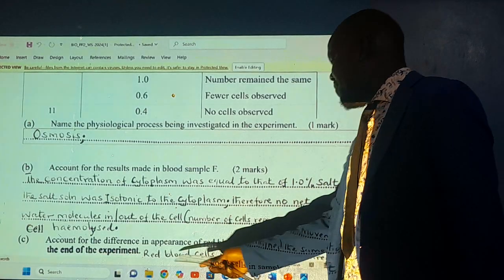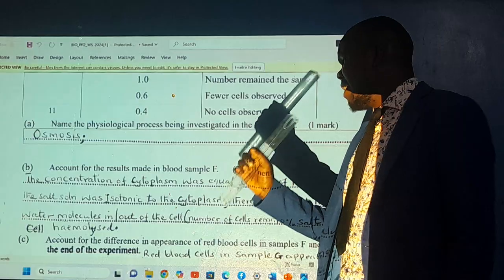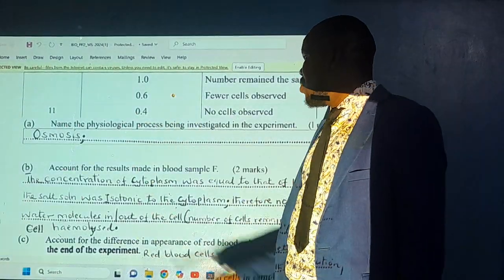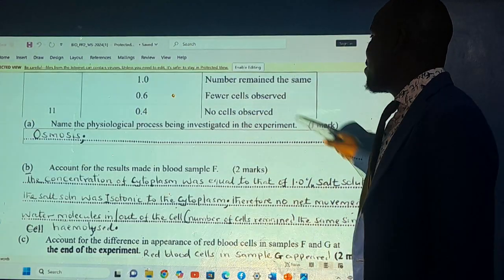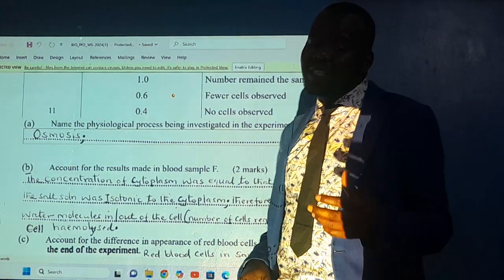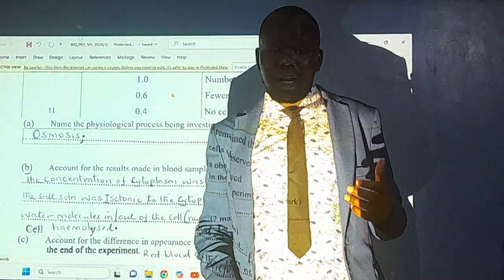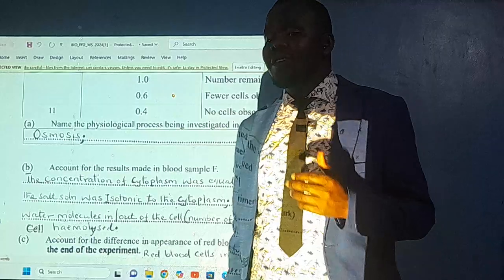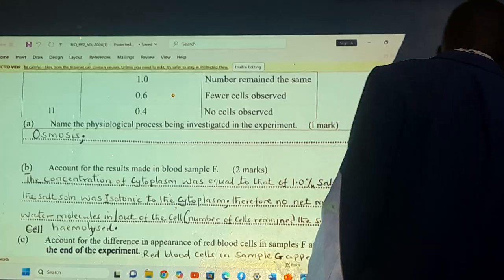Let's check the second one. You account for the difference in appearance of red blood cell samples F and G at the end of the experiment. We are comparing 1.0 and 0.6. The number remained the same at 1.0, but at 0.6 fewer cells were observed. For fewer cells to be observed, it means some of the red blood cells burst. Bursting of the red blood cell is what we are accounting for here.